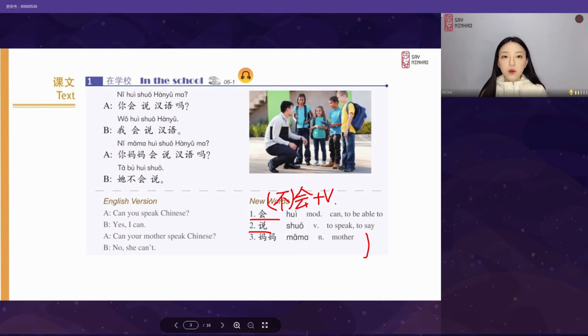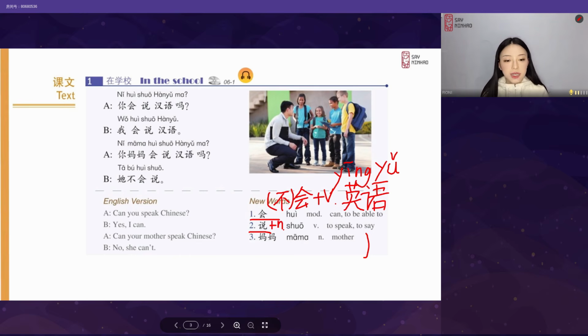Okay. So Americans, they speak English, right? So English is 英语 in Chinese. Okay, 英语. Read after me, please. 英语. It means English. So how to say speak English? It is 说英语, right? 说英语.